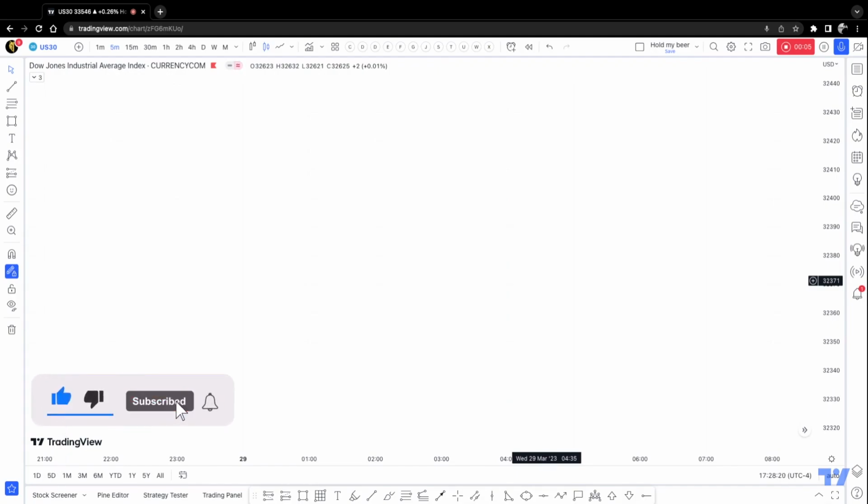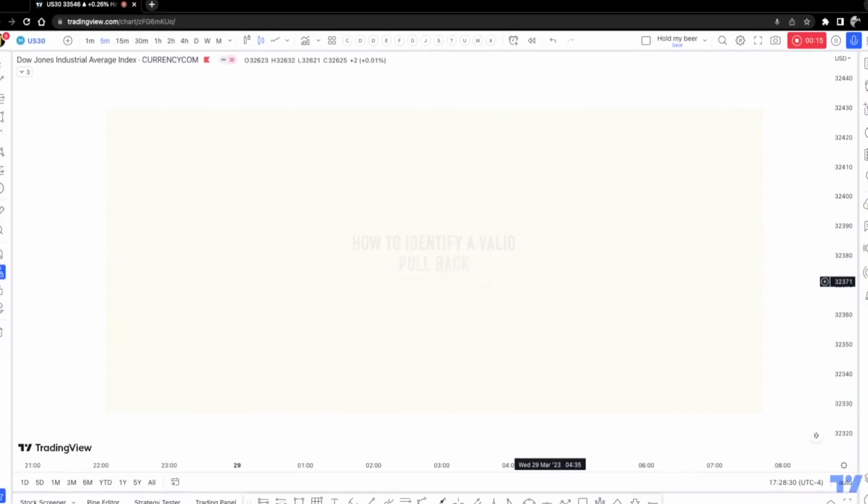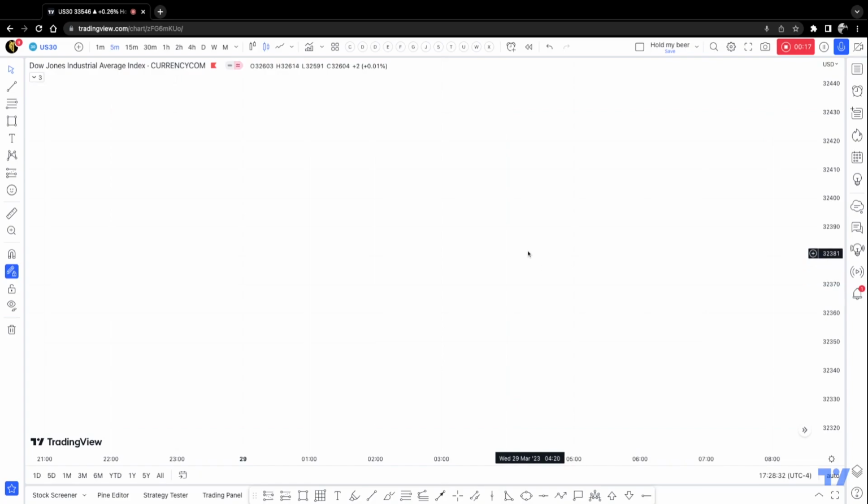Today I want to discuss and show you exactly how to understand where a valid pullback is, due to a couple of requests that I had. This is actually something simple to understand. It's not complex at all. It's just a matter of understanding the structure.